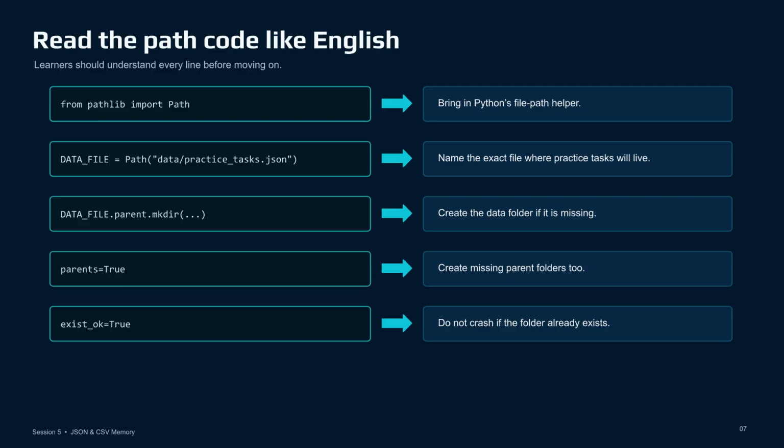To break down that path code, we import the Path helper, define our JSON file name, and ensure the directory exists. Using parents=True handles nested folders, and exist_ok=True makes your code more robust.